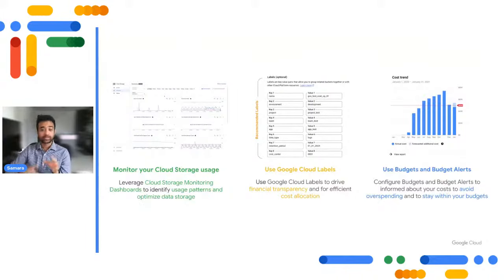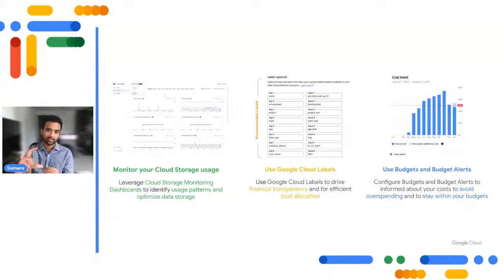Second one, the most important one, is labeling, right? Be sure to label your GCS resources. Now, we understand labeling is an optional capability, but never neglect labeling your GCS resources. For that matter, any Google Cloud resources, right? So label them, because labels are very useful and come in very handy when you would like to do cost allocation. And it is also great for driving financial transparency.